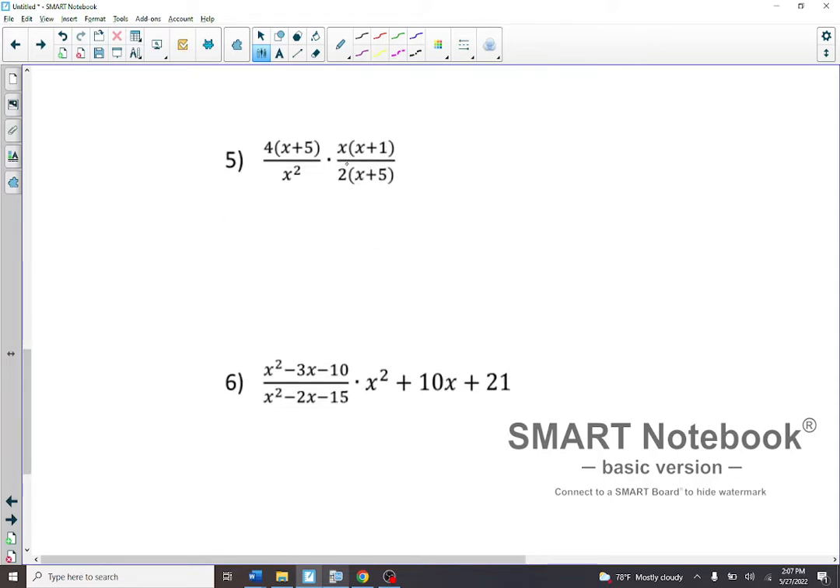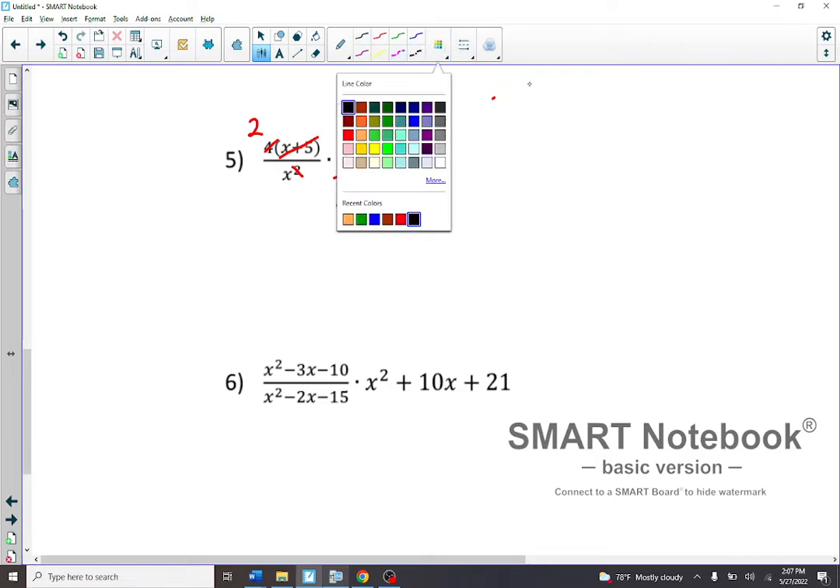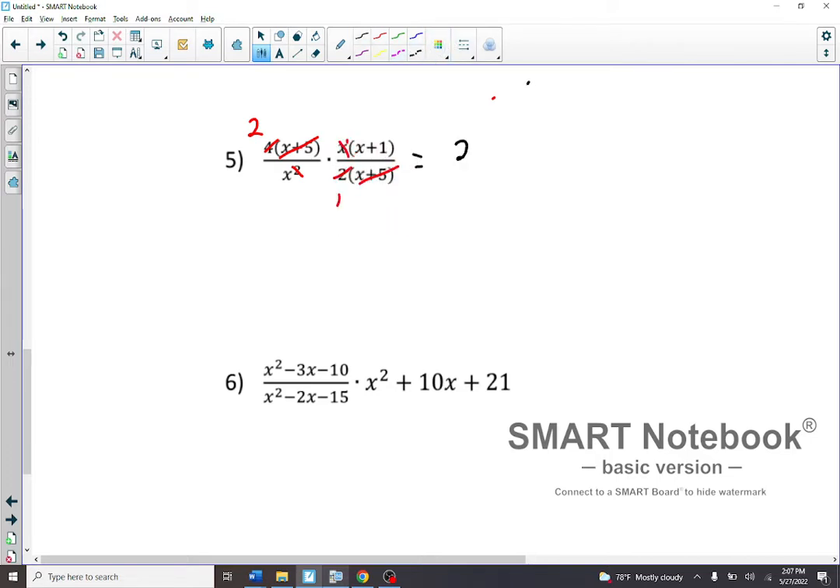Here, we could combine it into one thing, or we could cross out before we even combine. So I see both x plus 5s. I'm going to cross that out. The 4 and the 2 I could cross out to 1 and 2. And the x squared and x, this is x to the 1, x to the second. I could cross out one of these and cross out the second, so it would be x to the 1 left over, or I subtract it. You could think of it like that. Which means it's going to be 2x plus 1 all over x.